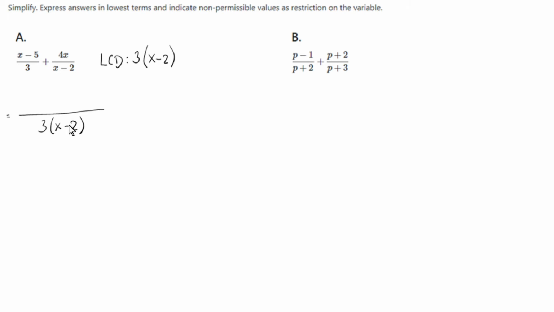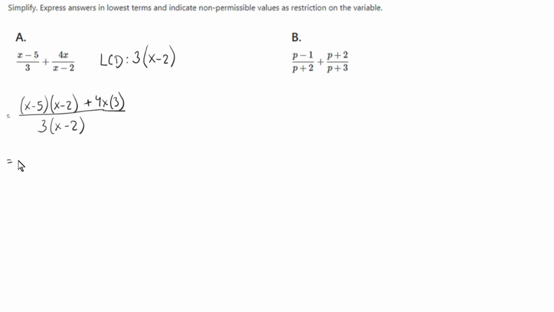common denominator. And then for the numerators, each numerator we need to multiply by the missing factor in that original denominator. So the original denominator here was 3. But the factor that's missing here from the lowest common denominator is x minus 2. So that means we have to multiply the numerator by that missing factor, x minus 2. Same thing for the second numerator, for x. The missing factor in the denominator is 3. So we're going to go 4x times 3.